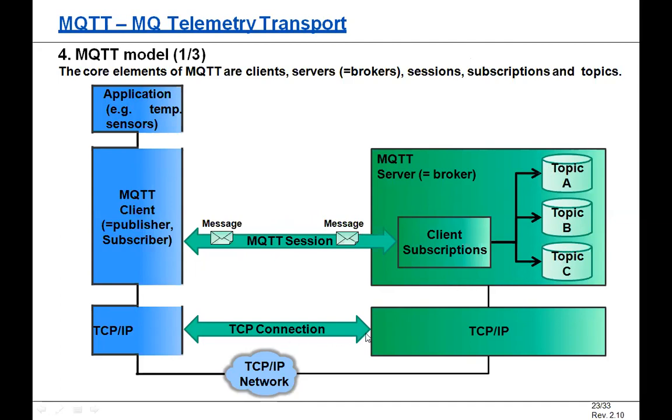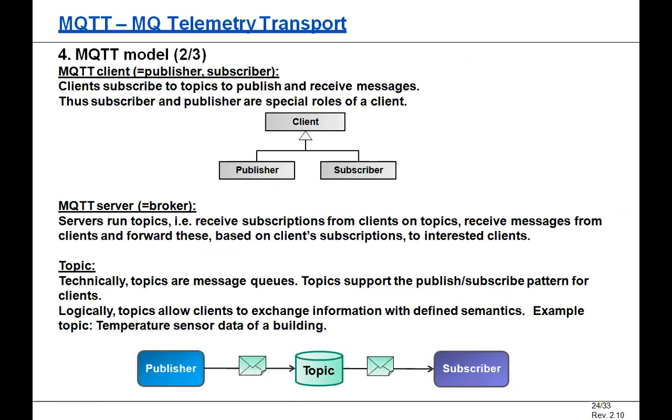And TCP connections, basically, connect them to each other depending upon the protocols. The client can be a publisher and a subscriber simultaneously because MQTT supports asynchronous communication. The broker runs on the topic, meaning the server collects data and sends data based on the topic.